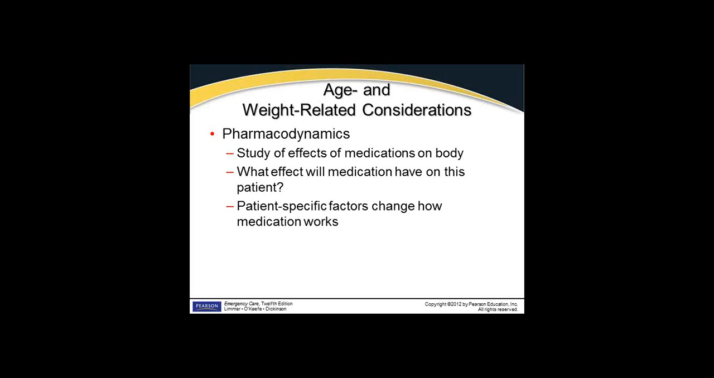Weight-related considerations. Some medications have to be based off the patient's weight. Typically, pediatric medications are almost always weight-related. So depending on the size of the patient, a certain amount is given per kilogram or per pound for that patient, so it does not overdose them, because giving an adult dose of a medication could potentially kill a child.